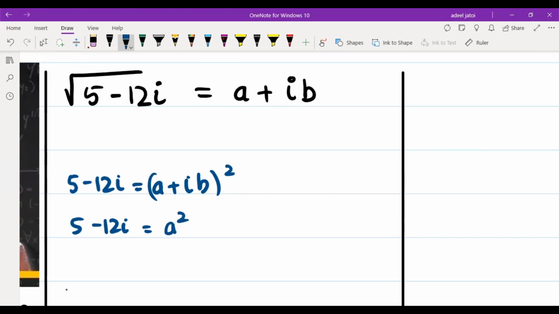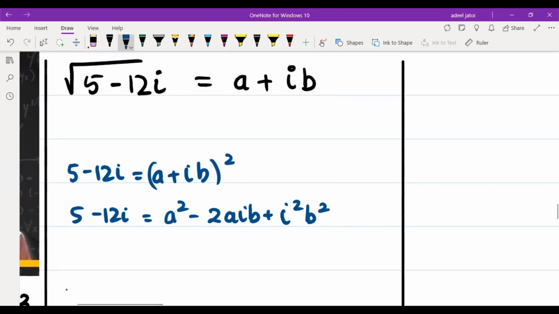a square minus 2a iota b plus iota square b square. This is another example of square root. Under root minus 5 minus 12 iota is equal to a plus iota b, where we made sure that we use the square root.